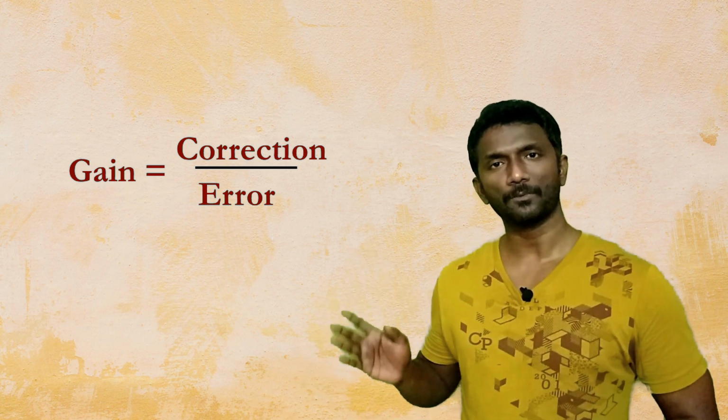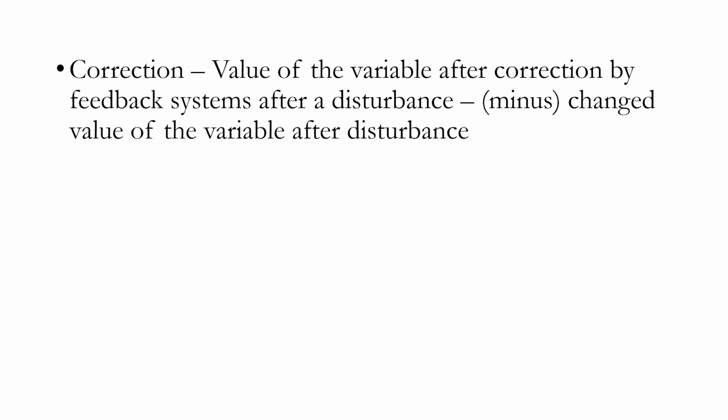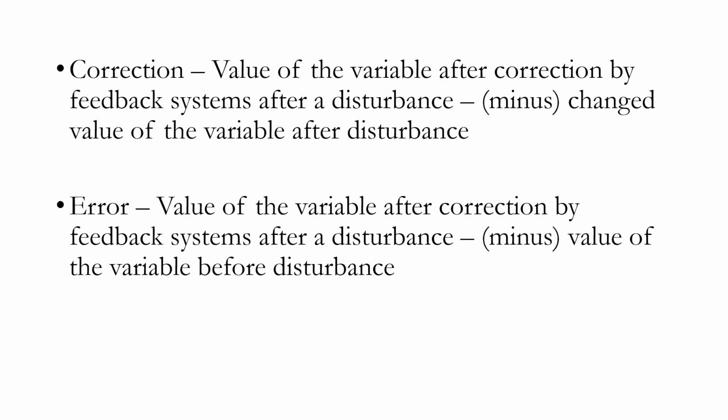So what is correction and what is error? Correction is the value of the variable after correction by feedback systems after a disturbance minus changed value of the variable after disturbance before the feedback systems kick in. And what is error? Error is the value of the variable after correction by feedback systems after the disturbance minus value of the variable before the disturbance. It might seem a little confusing, but when we see it with an example, you will understand it much better.